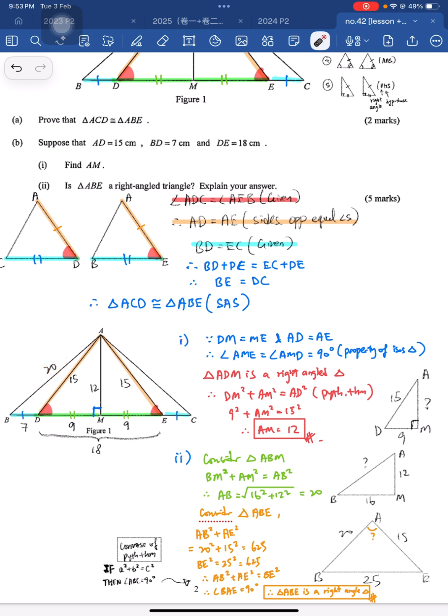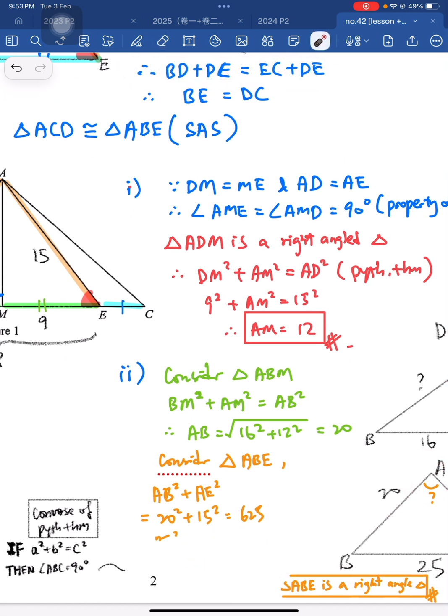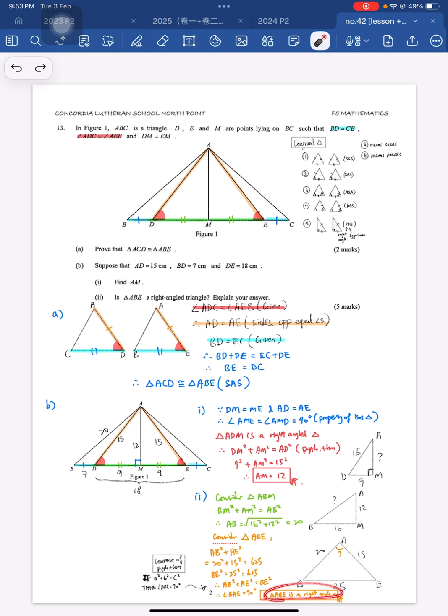Now we can consider the required triangle ABE. If we consider AB squared and AE squared added together, 20 squared plus 15 squared gives you 625. And if we consider BE squared, it is equal to 625 as well. Which means that AB squared plus AE squared is equal to BE squared. By using the converse of the Pythagoras theorem, when two sides squared added up are equal to the hypotenuse squared, then the angle in the middle here is 90 degrees. So now we have shown that angle BAE is 90 degrees, which means that the required triangle ABE is a right-angled triangle. All right.